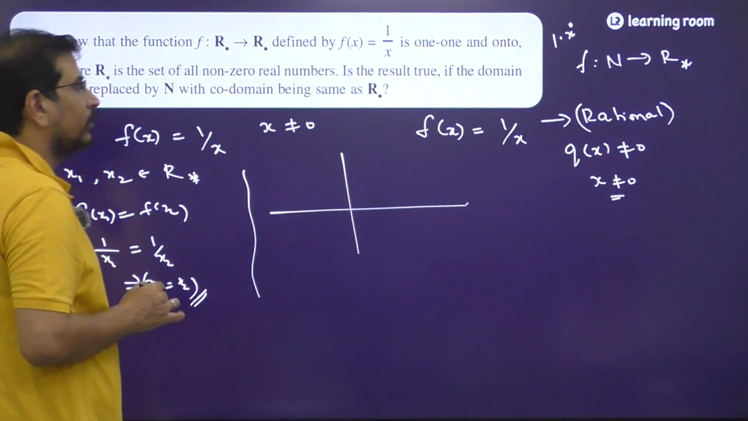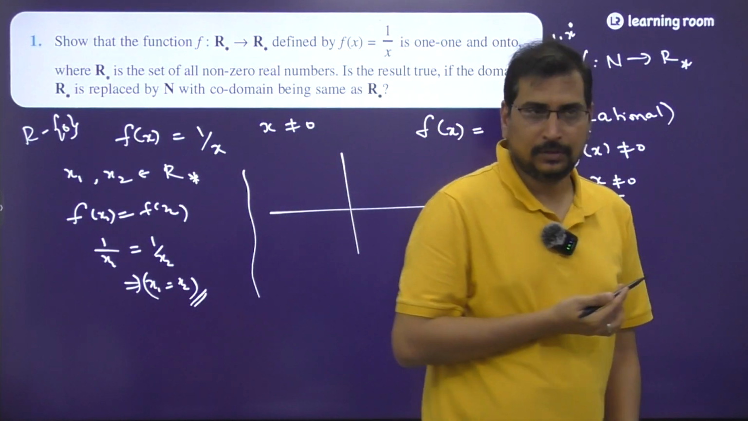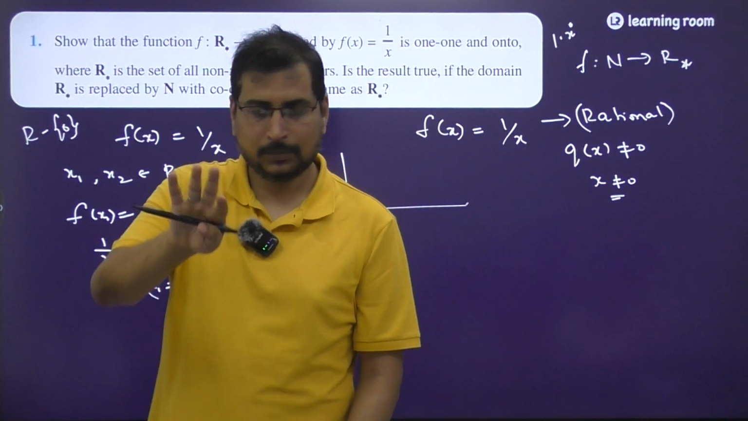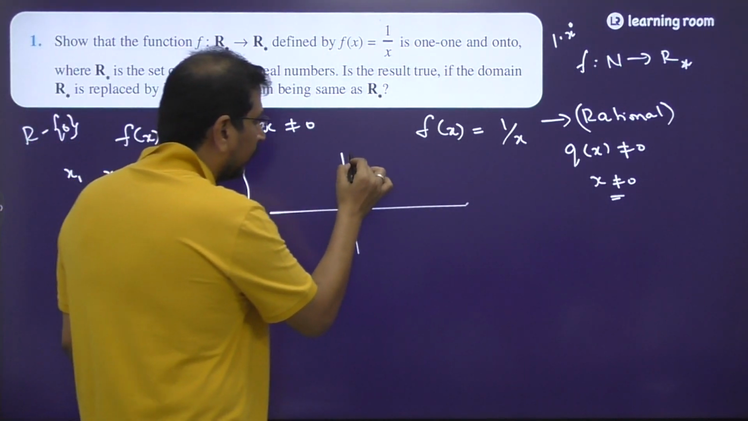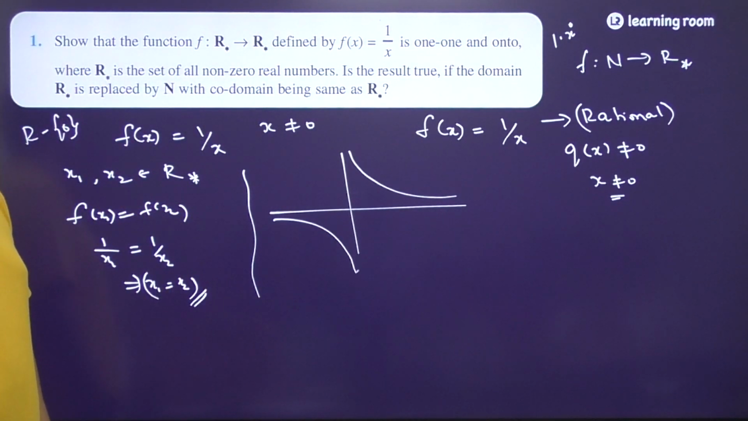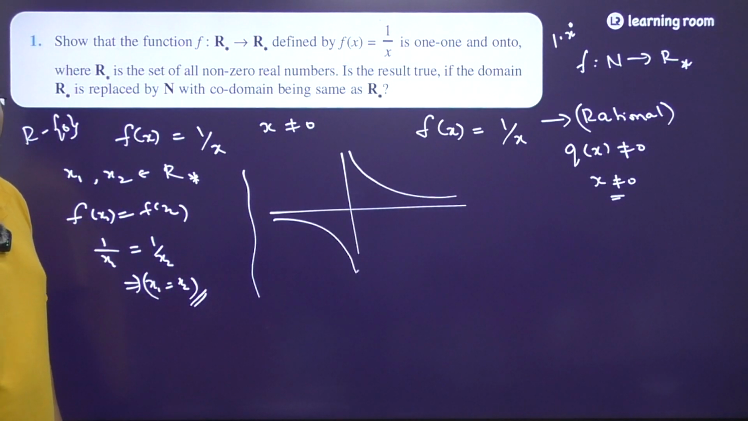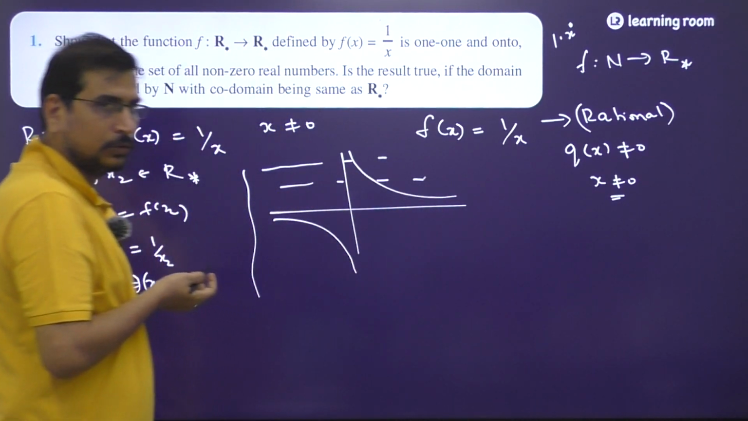Science student should know this, right? Thermodynamics. It's called a rectangular hyperbola. Okay, if you don't know, listen to this. You look something like this. This is how the graph will look. It's called as a rectangular hyperbola. For this, if you try to do the horizontal line test, is it passing or not?